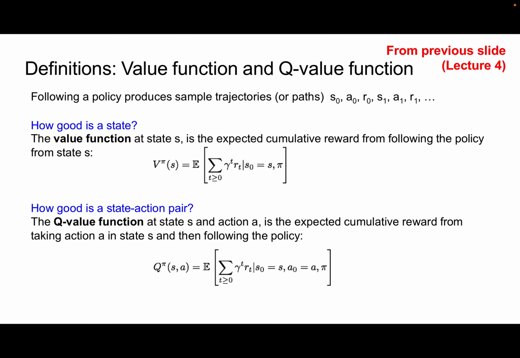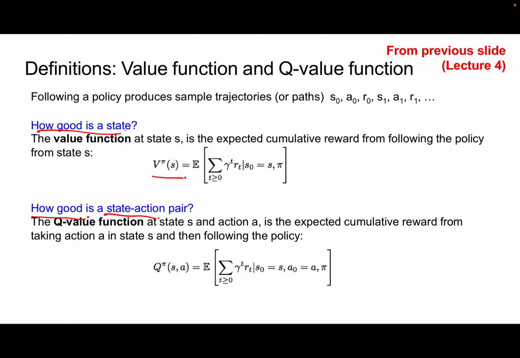So this is from lecture 4, the definition of the value function and Q-value function. As I said, the value function says how good a state is, and it is a function that takes a state as an input. The mathematical definition is the expected cumulative reward from following the policy from state S. The Q function is also about predicting future reward, but it additionally takes action into account. So how good is the state-action pair?